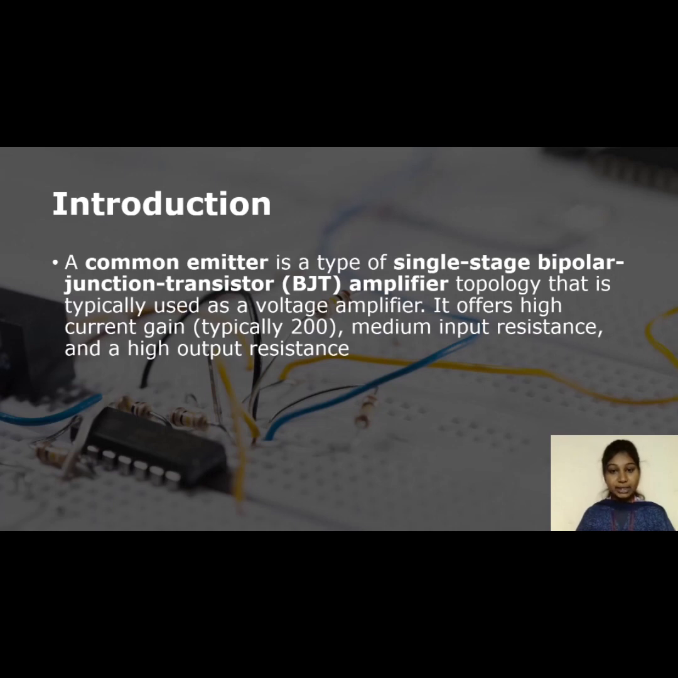Introduction. A common emitter is a type of single-stage bipolar junction transistor amplifier that is typically used as a voltage amplifier. It offers high current gain, medium input resistance, and high output resistance.